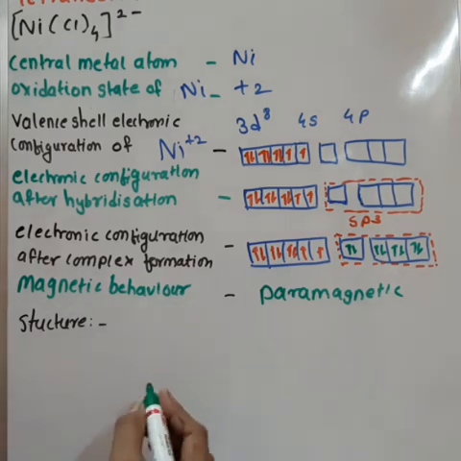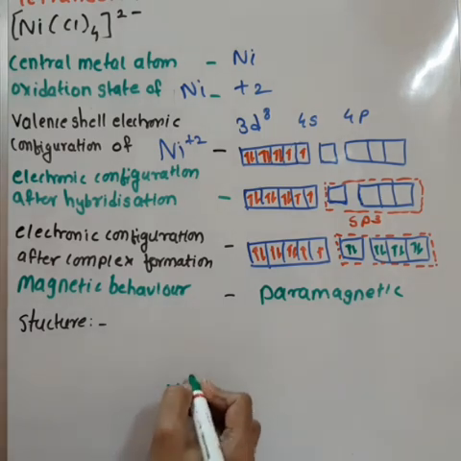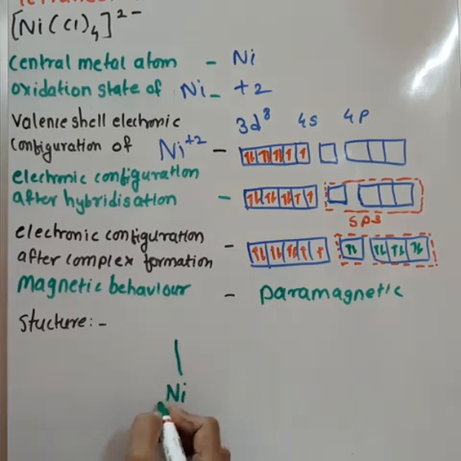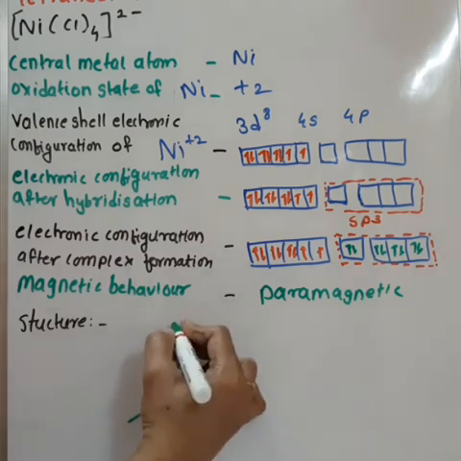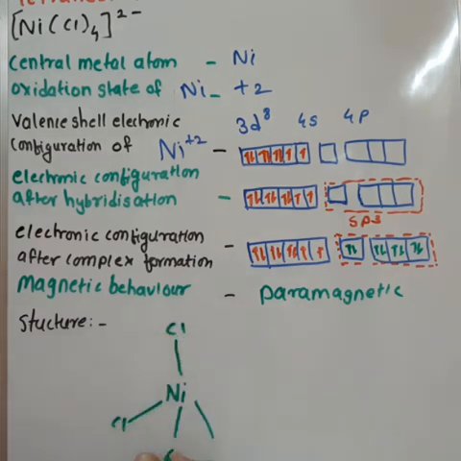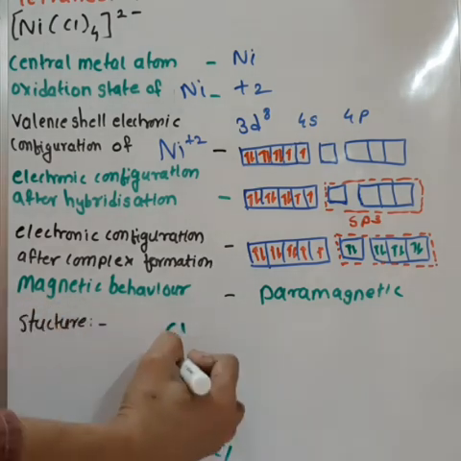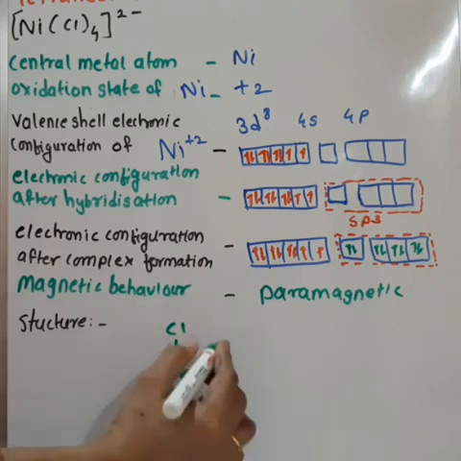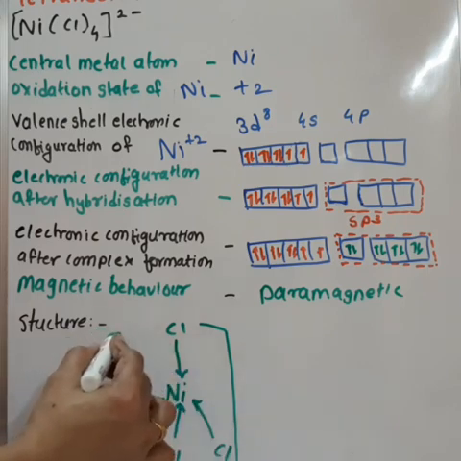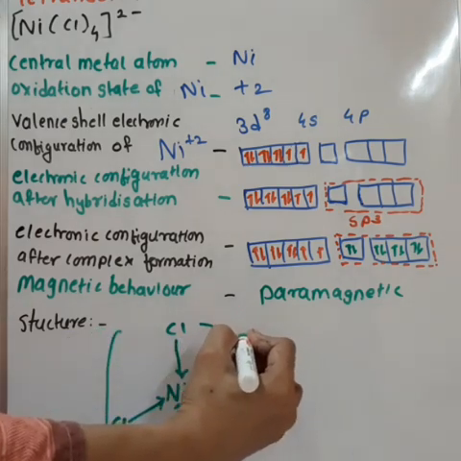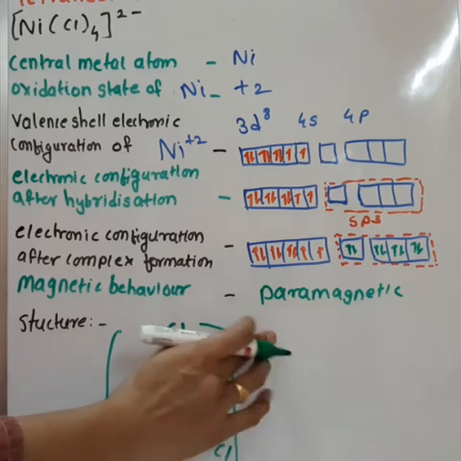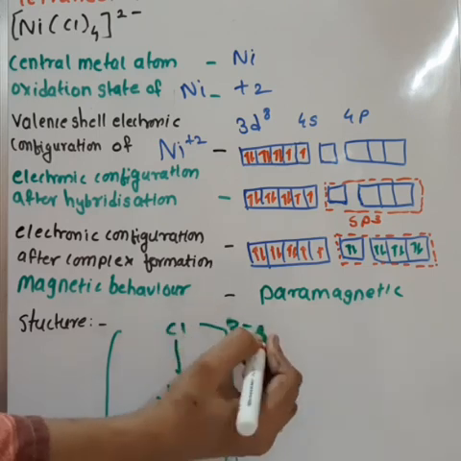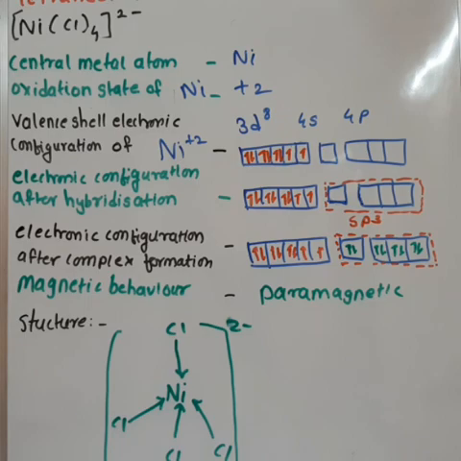The structure of this complex is Ni, a tetrahedral molecule. Four chlorine atoms donate an electron pair to nickel and form coordinate bonds. So this is the structure of NiCl4 2 minus.